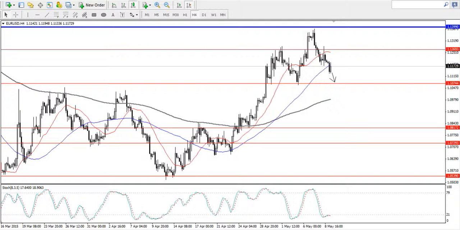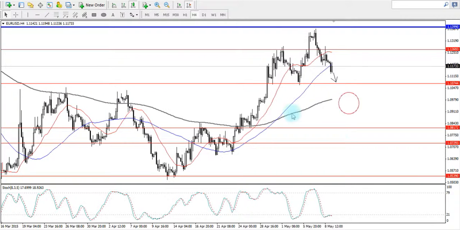So we're going to start off with the Euro against the US dollar. This is the 4-day charts. As you can see, the price has been depreciating ever since it almost touched the final adjustment level at the price of 1.1399, or rather 1.1400, which is the Fibonacci expansion level of 161.8%.